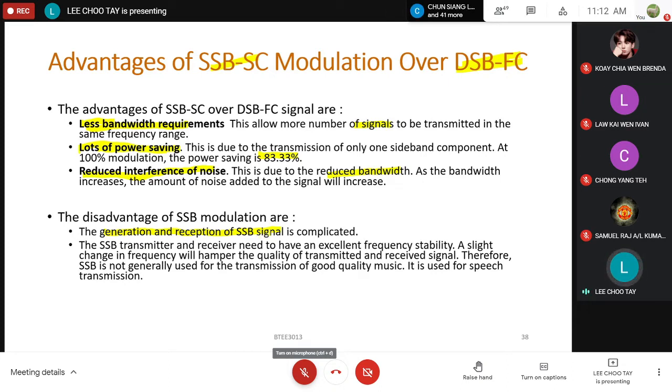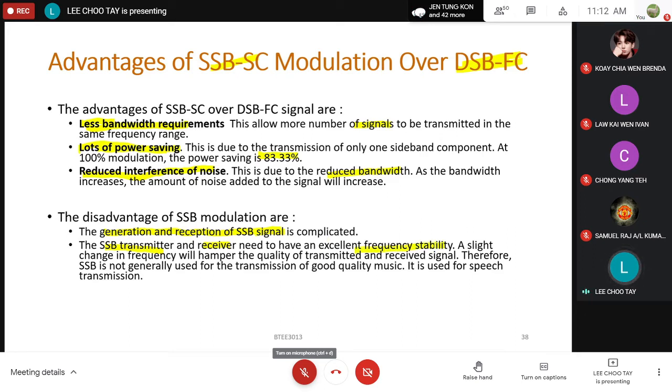And recovery-wise is pretty similar to double sideband suppressed carrier, but compared to full carrier, again, it's more complicated because you need your local carrier to be in sync with the one at the transmitter. That is quite a hard requirement to meet. And then the second one is what is mentioned here: the single sideband transmitter and receiver need to have excellent frequency stability.